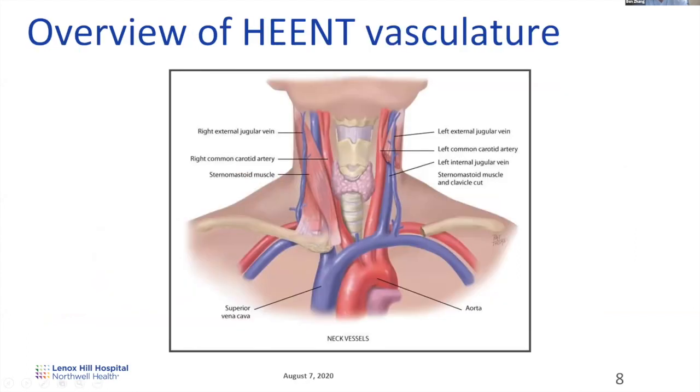So to get an overview of HEENT vasculature, obviously all the blood supply in the body comes from the heart right here. Let me draw a very bad heart, which then goes on to the aorta. And then, depending on which side it is, on the left side, you directly have your subclavian artery and your carotid, but on the right side, you first have what's called your brachiocephalic trunk.